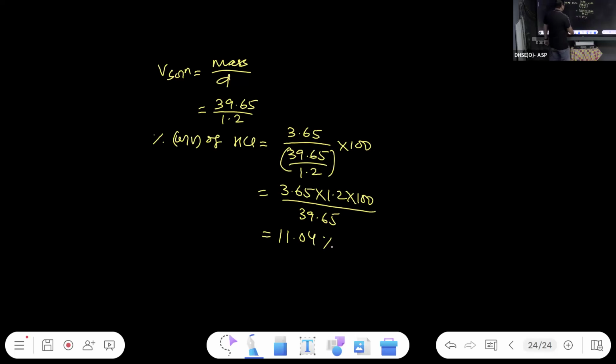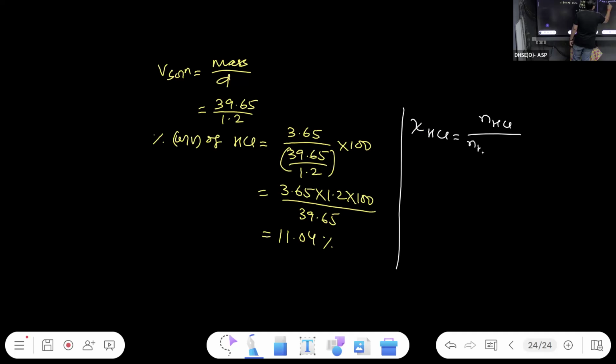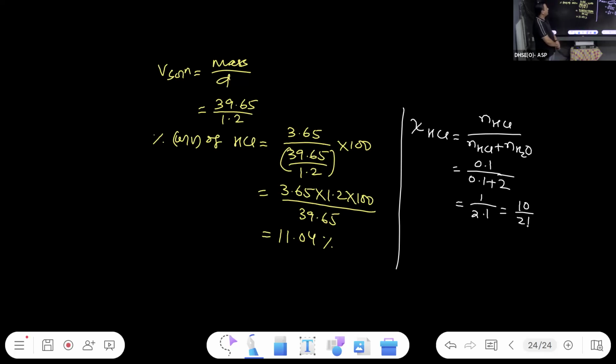Now we have to discuss the third part, which is mole fraction. Mole fraction of HCl is number of moles of HCl divided by total number of moles. Number of moles of HCl is 0.1. Total number of moles is number of moles of HCl plus number of moles of water, that is 2. So 1 divided by 2.1, or 10 by 21. Then convert it to decimal. So these are the three parts of the question.